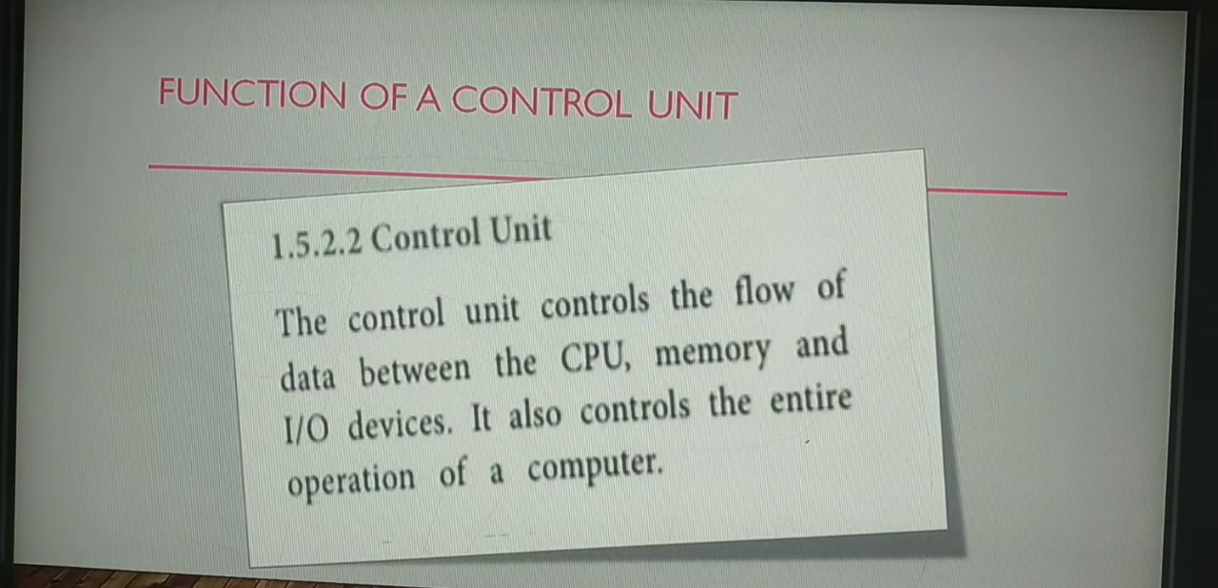Write the functions of a control unit. Yes, it is also on page number 5. In that you are having a paragraph on the control unit, no? Yes, you have to mark those 4 lines. Yes, next we can move on to the next one.